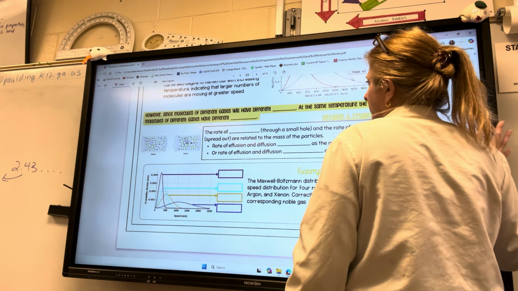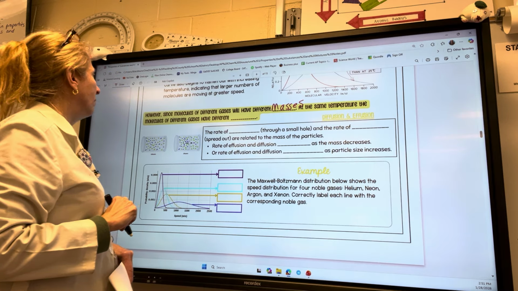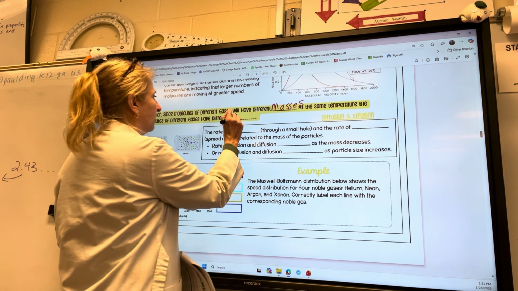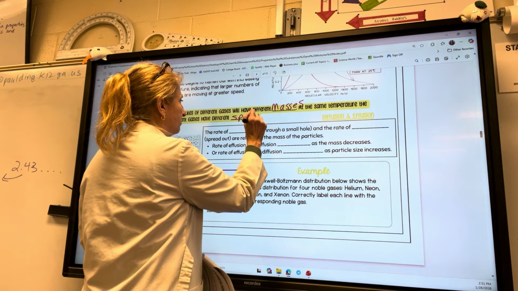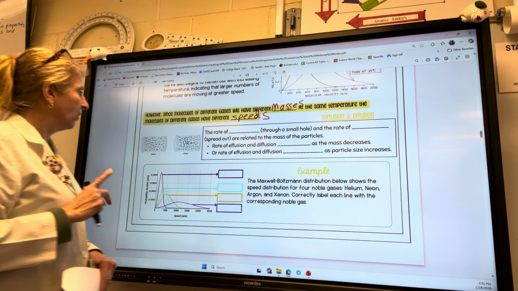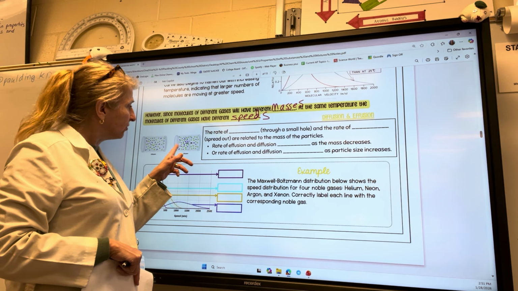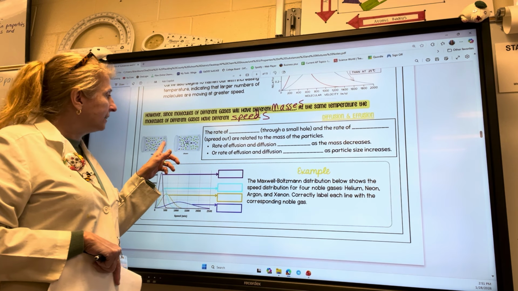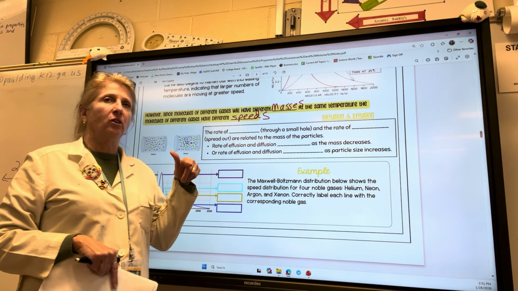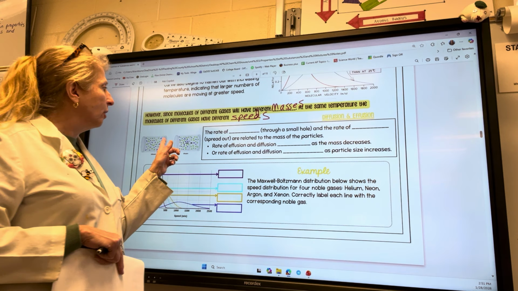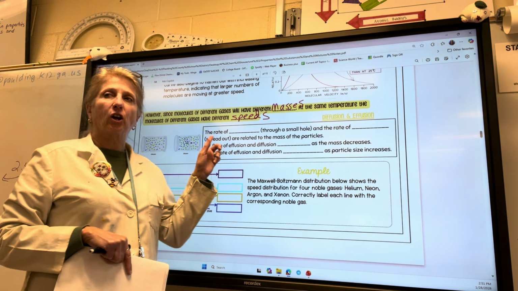However, since molecules of different gases will have different masses, at the same temperature, the molecules of different gases have different speeds. There are two terms you need to know: diffusion, which is a gas spreading out, and effusion, which is a gas going through a little hole. Why do we care about effusion? Effusion is real important. Putting a gas through a little hole is used a lot in manufacturing. It makes them get colder. Gases get colder when they go through a little hole.